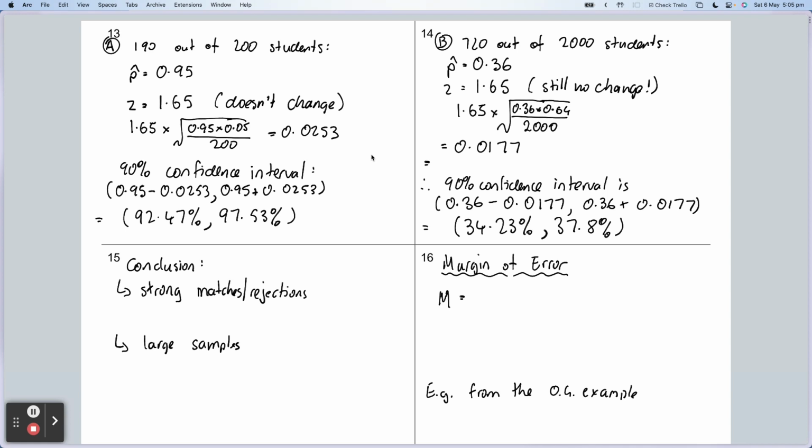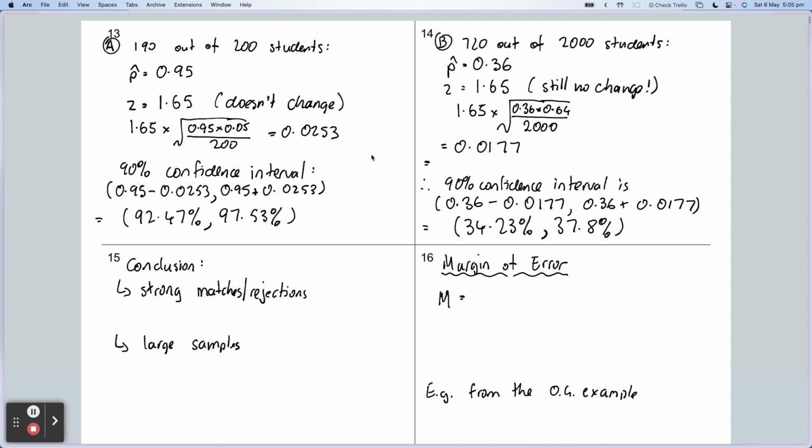But even more importantly, I think, if you take a large enough sample, then you are going to minimize this value here, which means that you are going to be shrinking the length of your confidence interval as well. Okay, so these two things massively help.